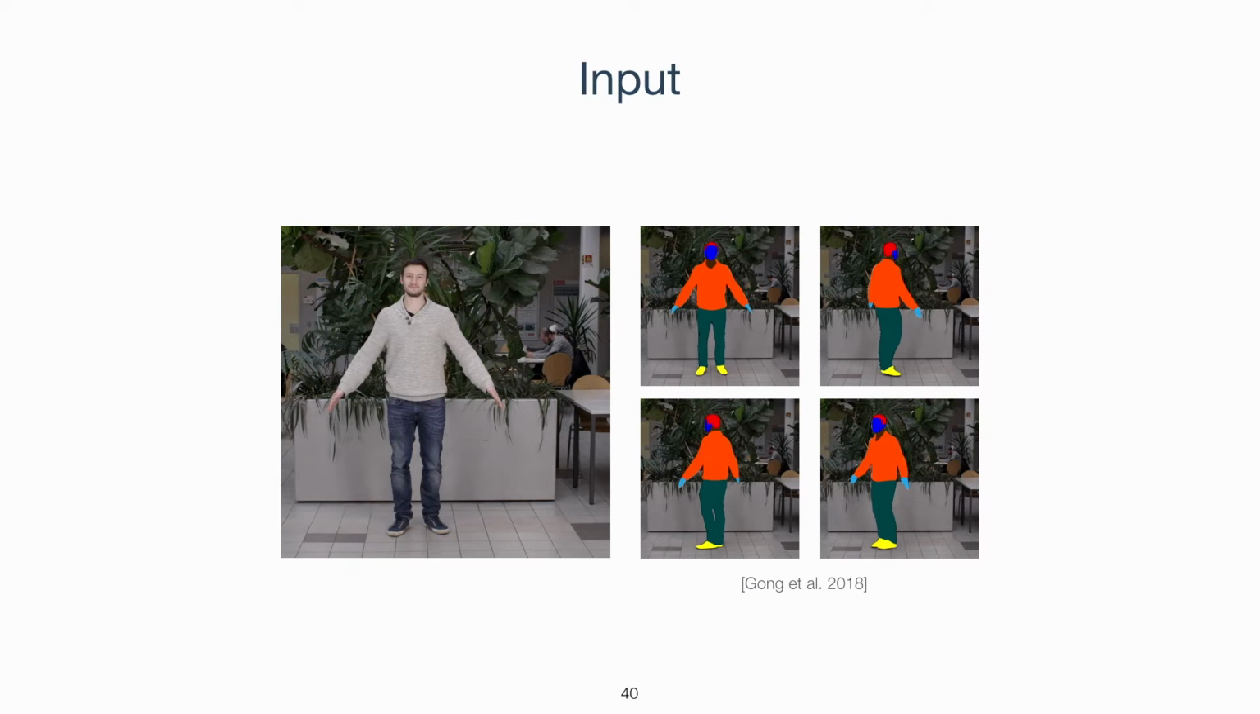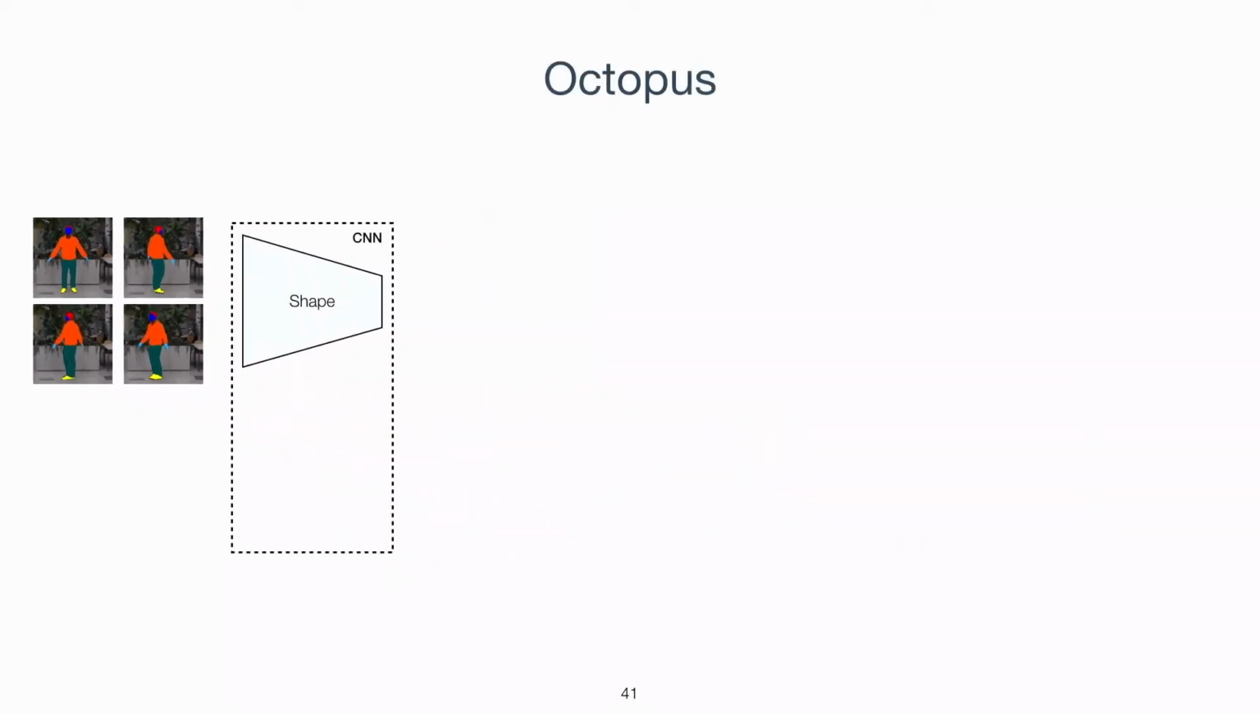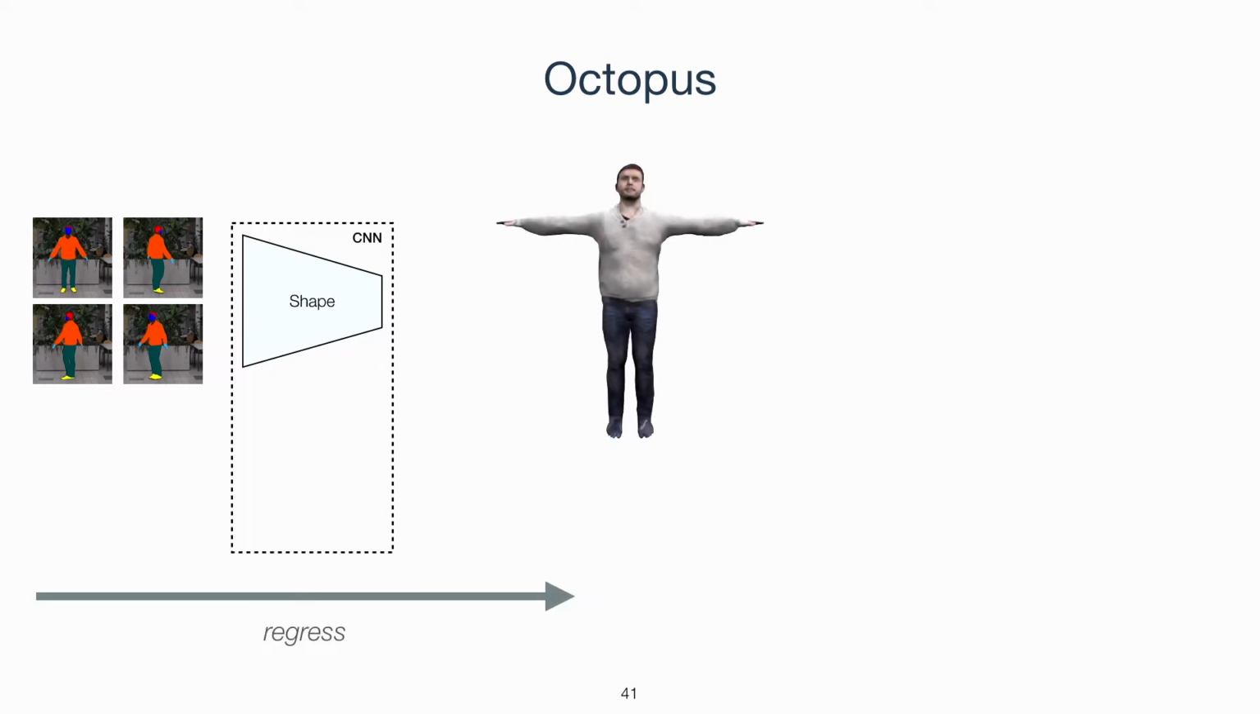And here we show 4. In the paper we use 8 a lot, but we can actually use various numbers of frames. And we take just these 4 to 8 frames and segment them using an off-the-shelf segmenter. So this is the input to our method. And yeah, it's the input to what we call Octopus. Octopus is a CNN, so the input to this model is a set of images. And the output is already a 3D shape.